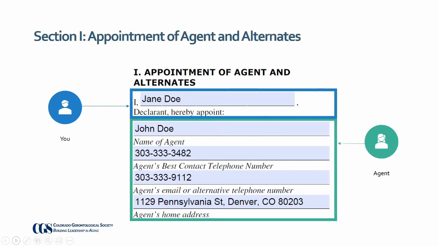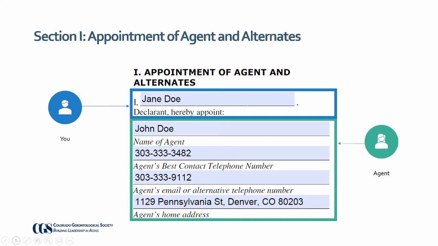So in section 1, the first thing that you need to do is say who you are. For this example, we'll use Jane Doe as the person that is getting her medical durable power of attorney completed today. So here you see where Jane Doe's name goes. It's I, Jane Doe, the declarant, hereby appoint. So here Jane Doe is saying who is going to be her agent. Her agent is going to be John Doe.